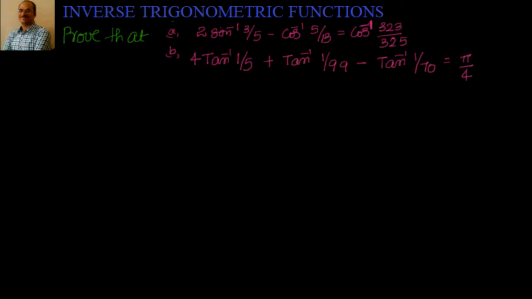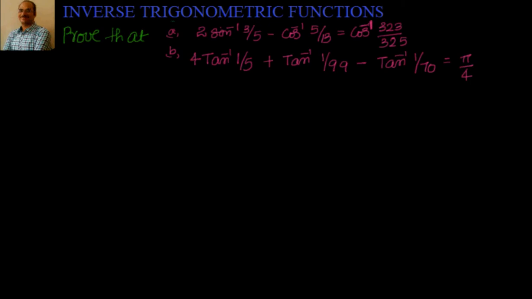We are solving examples as part of inverse trigonometric functions. We have some problems to solve. Let's try to solve them together. So we have two problems to solve. The first problem is 2 sine inverse 3 by 5 minus cos inverse 5 by 13. We have to prove that that's nothing but equal to cos inverse 323 by 325.